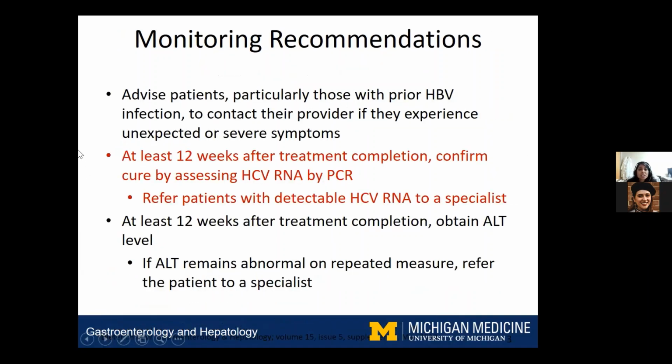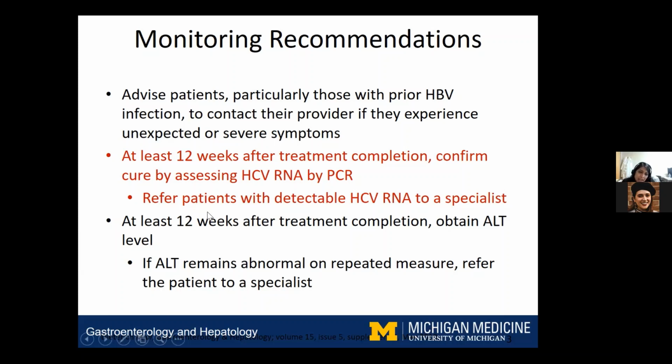And patients, particularly those with prior Hep B infection, should contact their provider if they experience any unexpected or severe symptoms. And then again, at least 12 weeks after treatment completion is needed to confirm whether or not a patient has been cured. And if the Hep C RNA remains detectable 12 weeks after treatment, or comes back after 12 weeks after treatment, I think that would be a time to think about discussing this case with a specialist if you feel that would be helpful. And then at least 12 weeks after treatment completion, obtaining the ALT and the RNA.